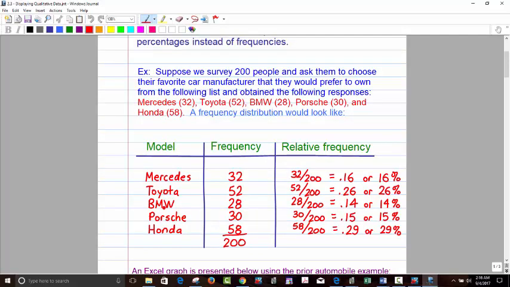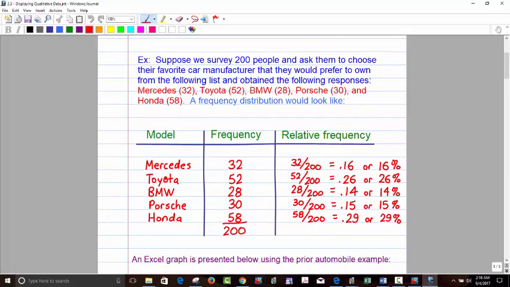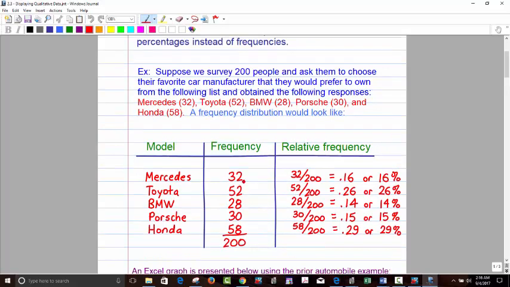You don't have classes or intervals here like you do for histograms with quantitative data. There's just words. I don't think there's any special order you have to put them in. You could alphabetize them if you want, but once again, we're not listing them by intervals of numbers, so it doesn't matter. Put them in any order you want. Of course, the correct frequency needs to be next to the label. So I just put them in the same order as I listed them up here, which makes sense. So the Mercedes frequency of 32, Toyota 52, and so forth.